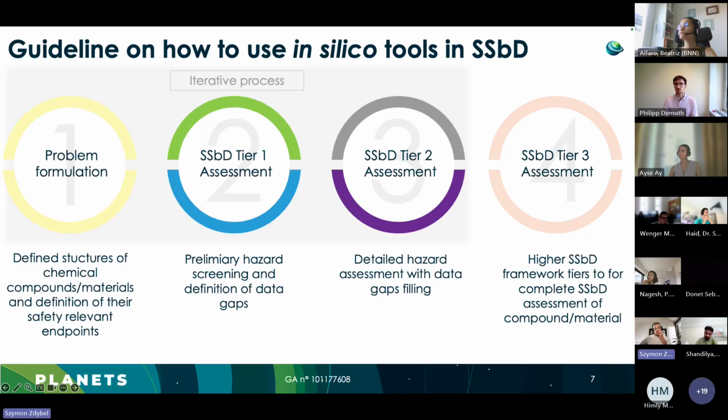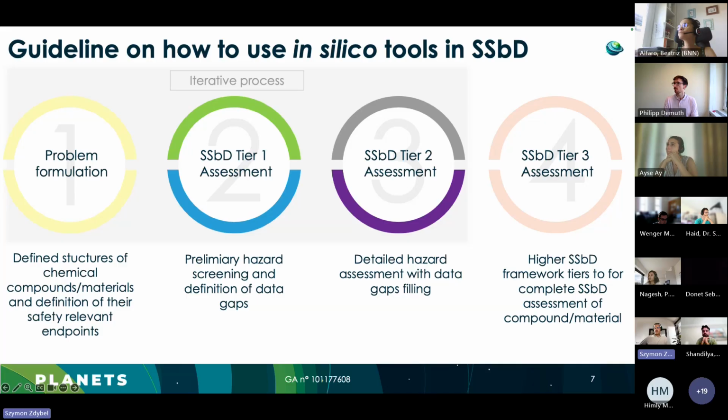Then we move to tier 2, where we perform a detailed hazard assessment, specifically aimed at filling those data gaps that we identified in the previous step. And here we heavily rely on in silico models. And if it's needed, we move up to tier 3 and higher tiers to complete the assessment.